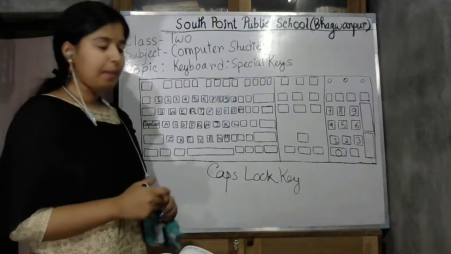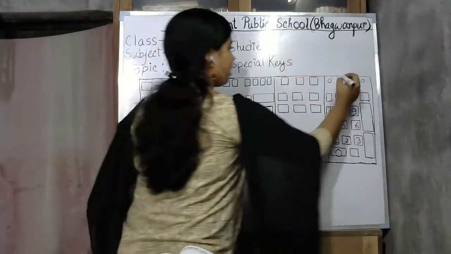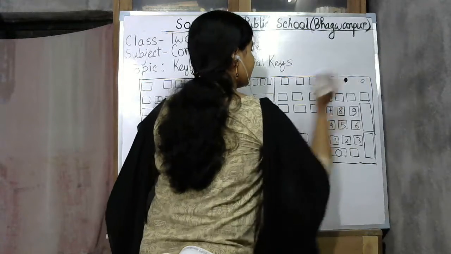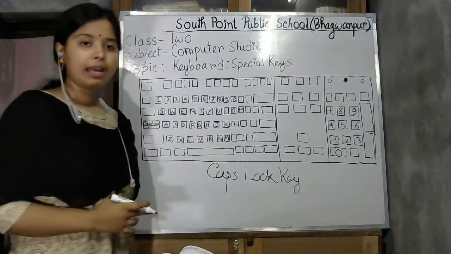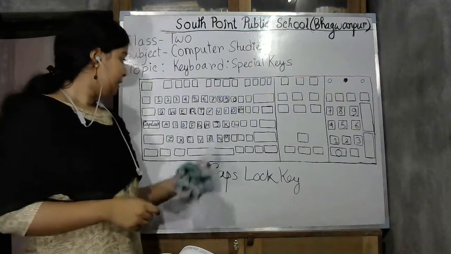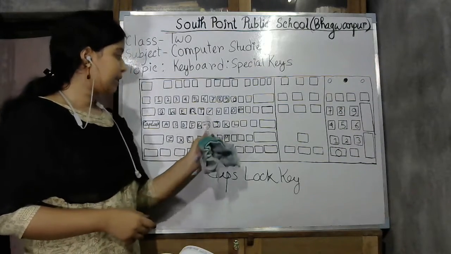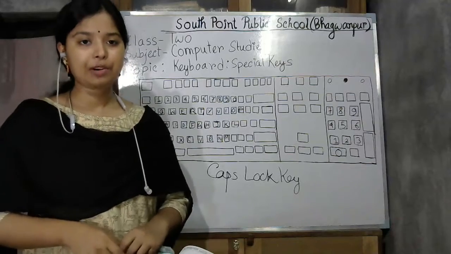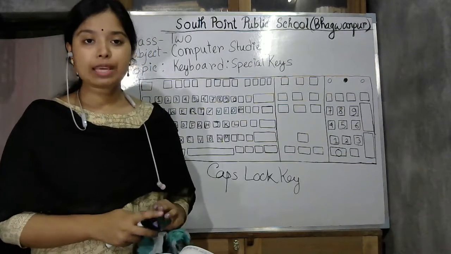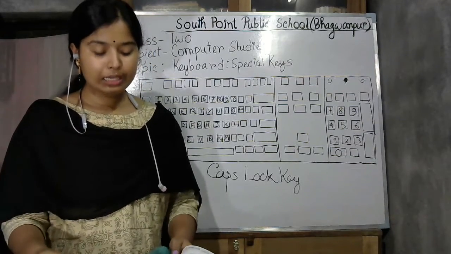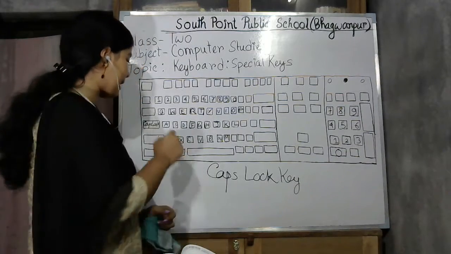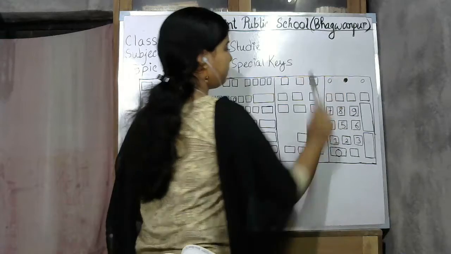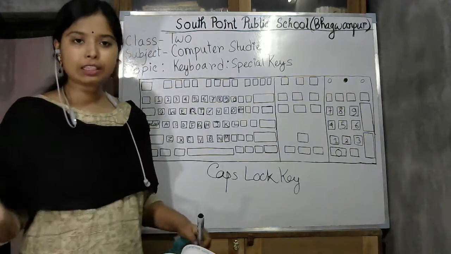And what will happen then? A green or yellow light will blink here, so that you can understand it is turned on. And when you type these alphabet keys, the letters will be written in capital form. And if you then want to write in small letters, you have to press the key again to turn it off. Then this light will not blink and you will write in small letters.